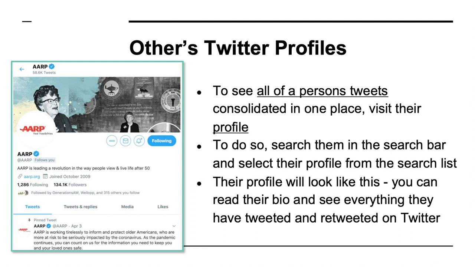Others' Twitter profiles. To see all of a person's tweets consolidated in one single location, you can visit their profile. To do so, just search them in the search bar and then select their profile from the search list. Their profile will look somewhat like this, and you can also read their bio and see everything they have tweeted and retweeted on Twitter.